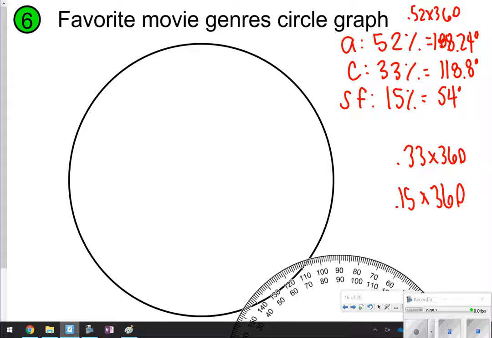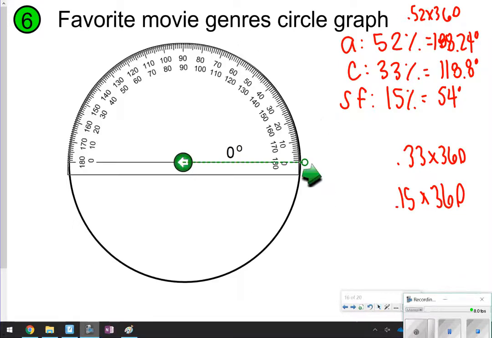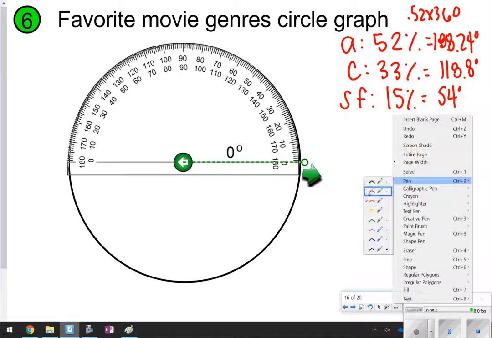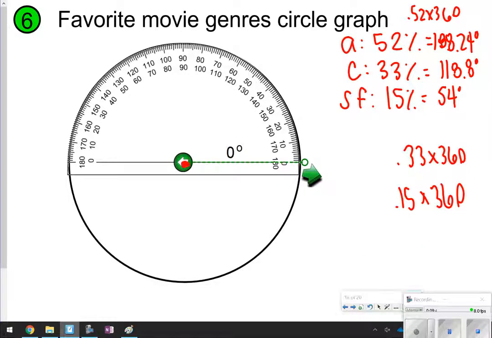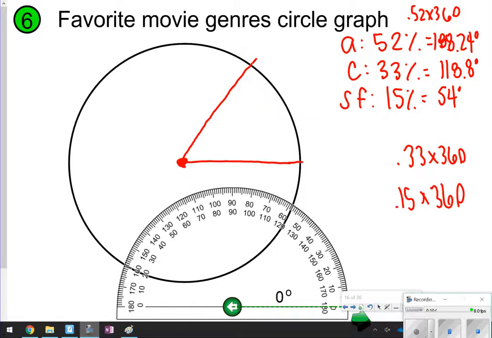So you're going to find the middle of your circle, and I'm actually going to make the circle fit in my protractor this time. Alright, so we've got the protractor set up, and we're going to get started here. Your ray should be in the middle. And then the first one we're going to draw is your 54 degrees. This one sounds smaller; we've got bigger degree measurements here. So 54 degrees, tick mark, and connect. So your sci-fi, 54 degrees, is your 15%.